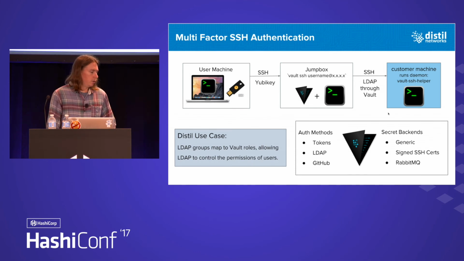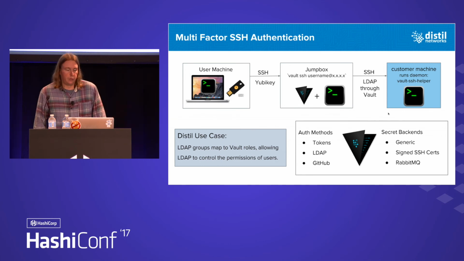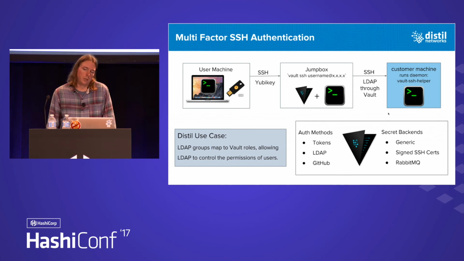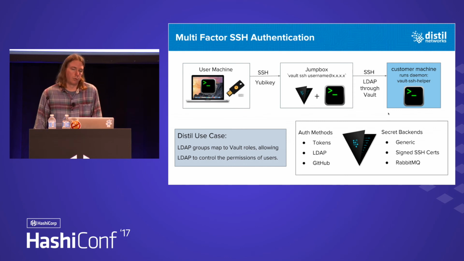OK, so the last thing I was going to talk about is multi-factor auth and one of the ways that you could do this. So I'm sure you guys are probably familiar with PCI compliance and the fact that you need to use multi-factor auth to log into your machines. One of the ways that we were thinking about handling this at Distill was we're going to use a jump box. We're going to require YubiKey SSH into the jump box, and then from there we can use Vault SSH.